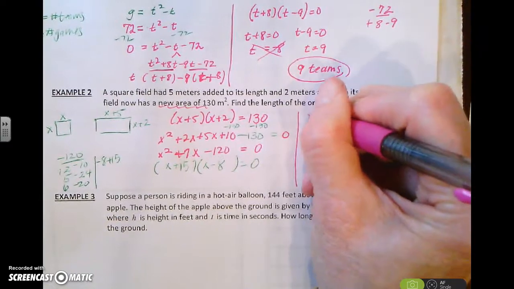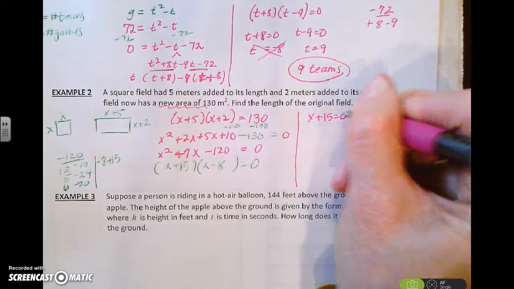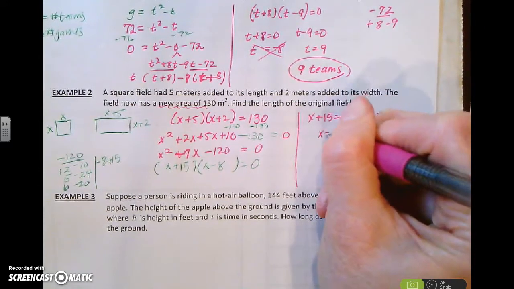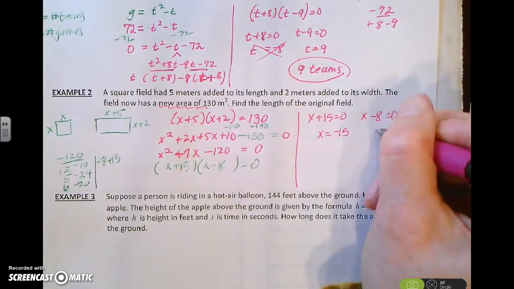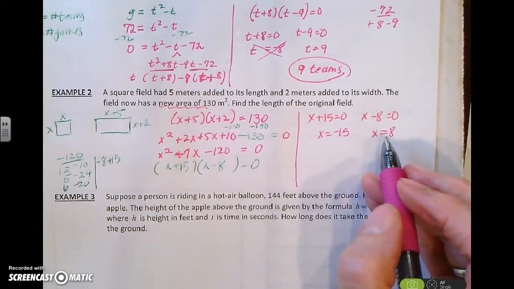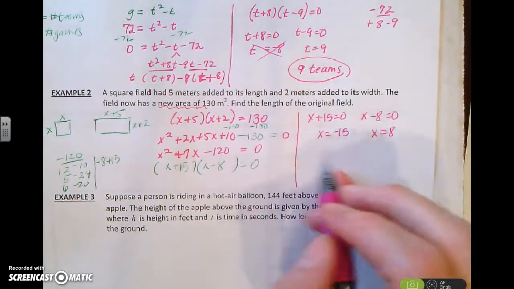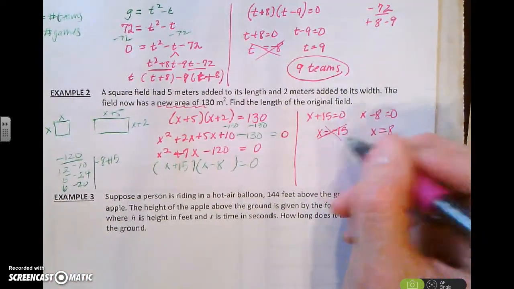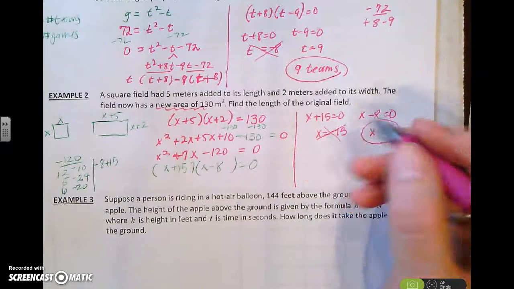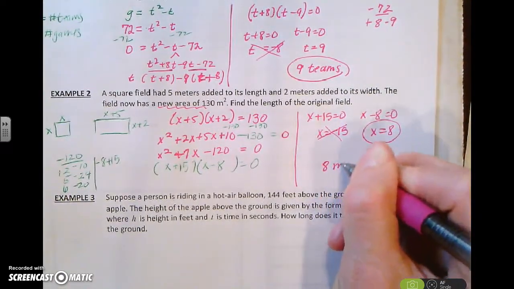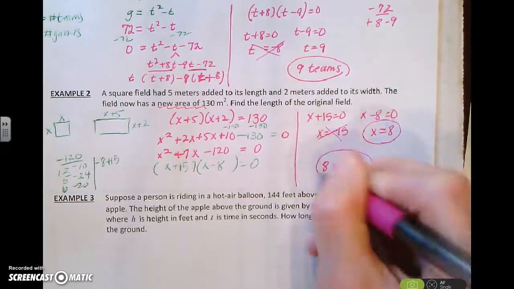I'm going to set each one of those equal to 0. And then subtract 15. That gives me negative 15. And here I'm going to add 8. And so I get 8. So again, remembering that x represents the side of the square, I'm going to throw out the negative and take the positive. So the length of the original field was 8 meters.